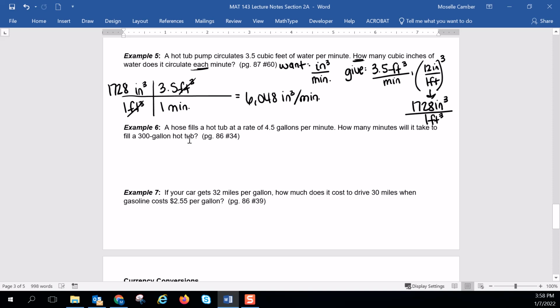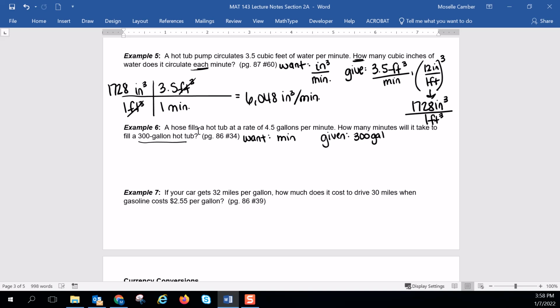Okay, now let's say we have a hose that's filling a hot tub, again, but this time at a rate of 4.5 gallons per minute. How many minutes will it take to fill a 300-gallon hot tub? Okay, so how many minutes will it take? So what they want is minutes to fill a 300-gallon hot tub. Now in this case, there's no per or each in there. So this is actually going to be something different that's going to go in your given list. So we have a 300-gallon hot tub.